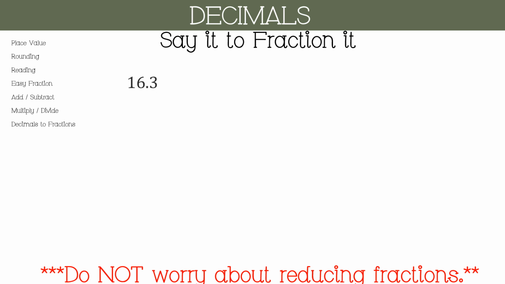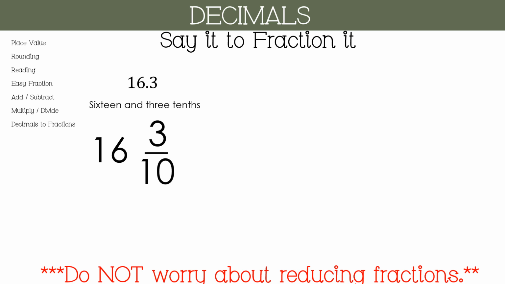Let's look at this one. We would say 16 and 3/10. So when we write a fraction, we're going to make this into a mixed number. So the 16 is going to be big. 3/10. Well, how would we write that? 3 over 10. Oh, that's not bad. Let's look at this one.